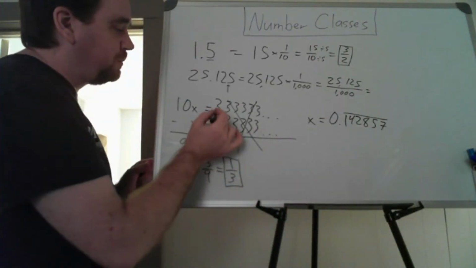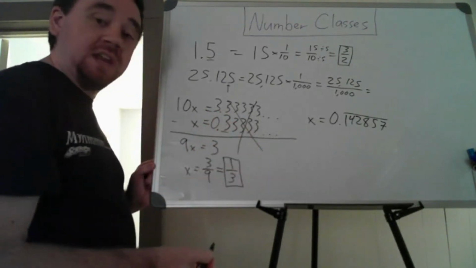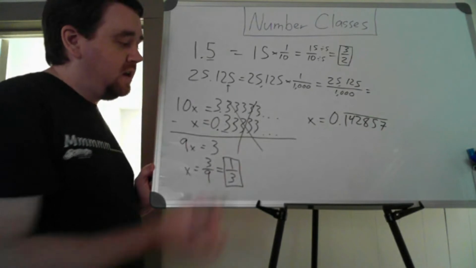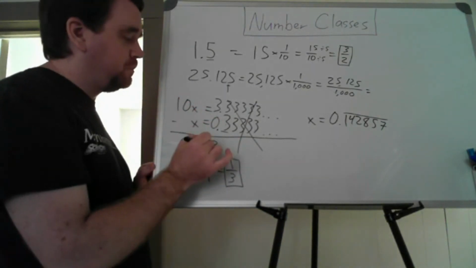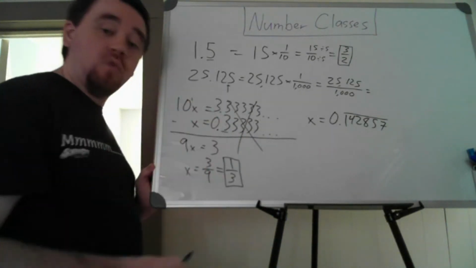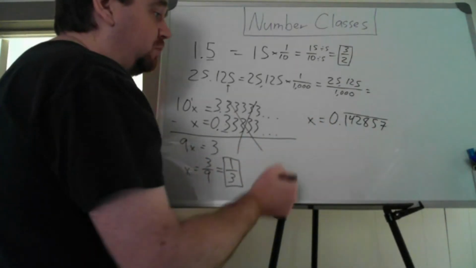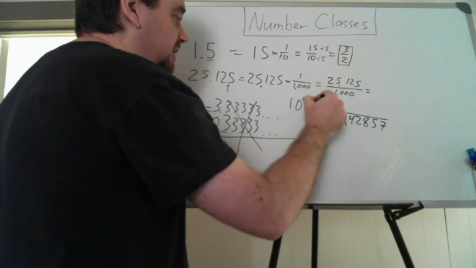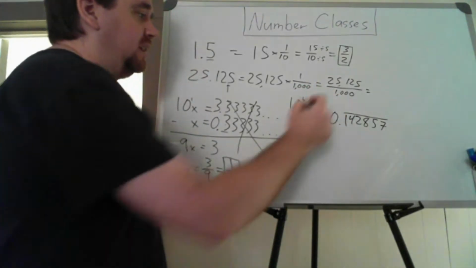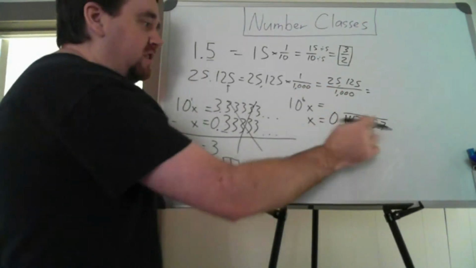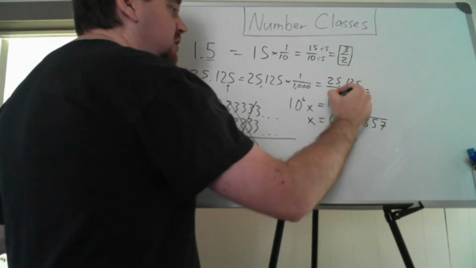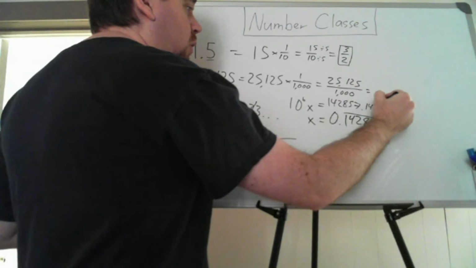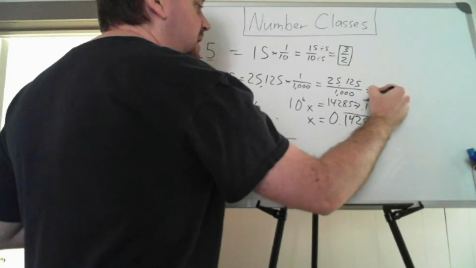Now here we had one digit being repeated, the 3, and here we've got 6 digits being repeated. So here I multiplied by 10, or we can think of it as 10 to the power of 1. So here I'm going to multiply by 6 digits, so it's 10 to the power of 6 is what I'm going to actually do. By doing that, I'm moving the decimal 6 places, and so this becomes 142857.142857 repeating into infinity.